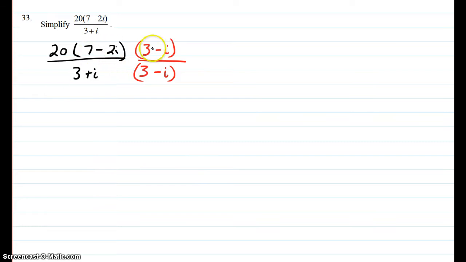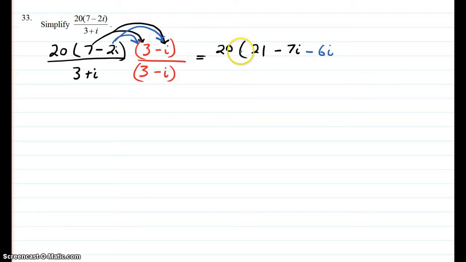So let's see here. I'm going to leave that 20 where it is. And so 7 times 3 gives me 21. 7 times negative I gives me minus 7I. And now the negative 2 times 3 gives me negative 6I. And then the negative 2 times the negative I gives me a positive 2I squared.